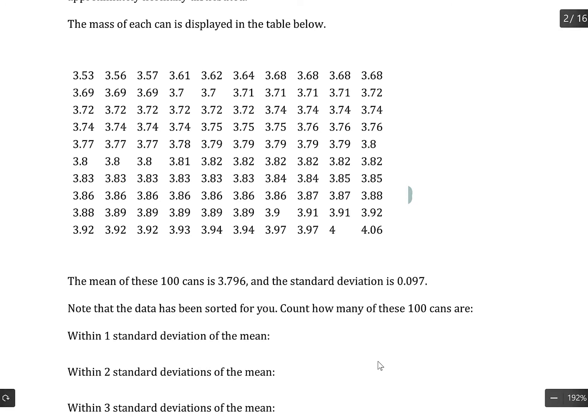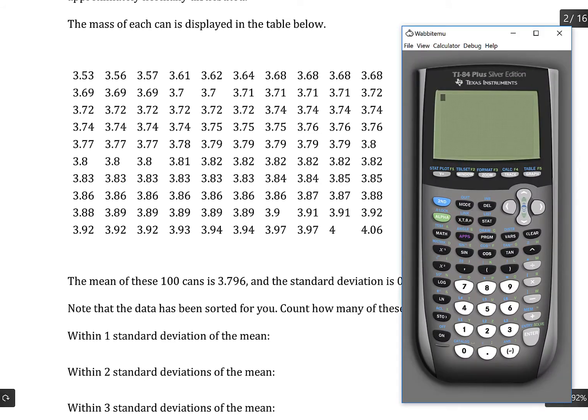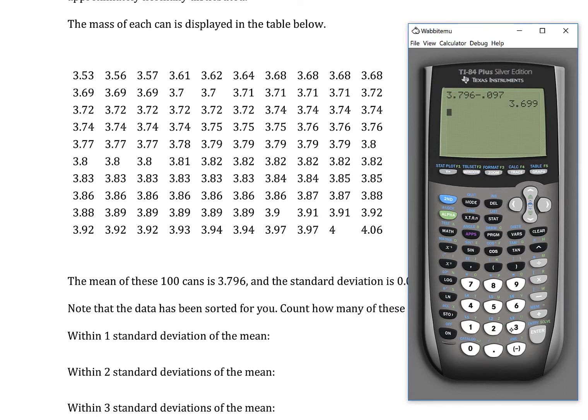Okay, so we need to figure out what the lower bound and the upper bound is for the numbers that are within one standard deviation of the mean. So I need to find out what value is one standard deviation less than the mean. I would take 3.796, which is my mean, minus 0.097, which is the standard deviation. That's going to give me the lower bound of my data. Let's round this to 2 decimals because it looks like all the data here is to 2 decimals as well. So 3.70.